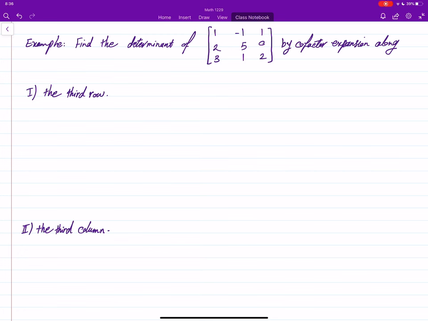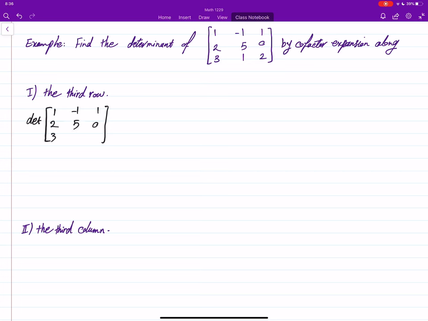Hi, in this video we will do some examples of finding determinant by cofactor expansion. The first example asks for the determinant of this 3 by 3 matrix by cofactor expansion along a row and a column, third row and third column. These should give us the same numbers, however, we will need to do different steps to compute these.